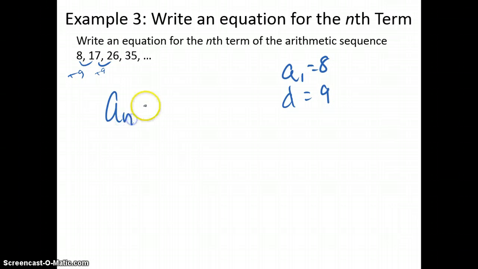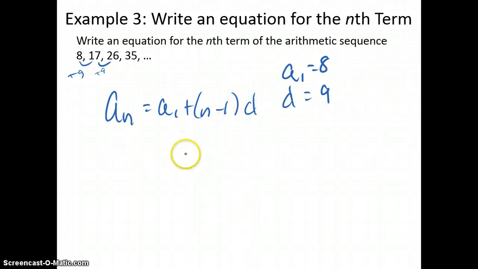Other things that we need, so for the nth term we have A1 plus N minus 1 times D. Since we're looking for the nth term, we're not too concerned about this N. We're looking for A sub N equals, we substitute our items in, times our common difference of 9.